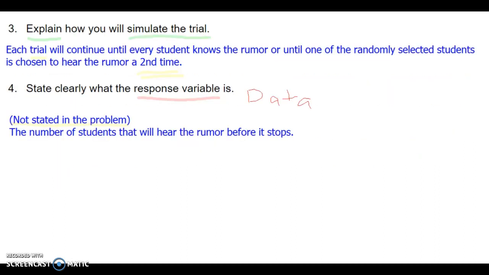What we're going to assume is that it is this, the number of students that will hear the rumor before it stops. So this is what we are going to record every time we run a trial. So going back up here, every time we run a trial, we are going to record the number of students that will hear the rumor before it stops. That is our response variable.